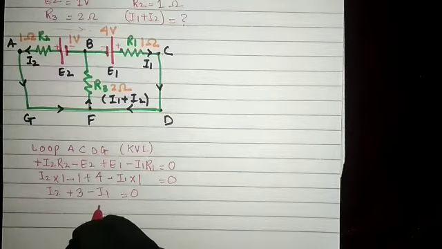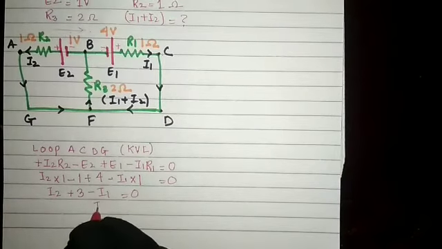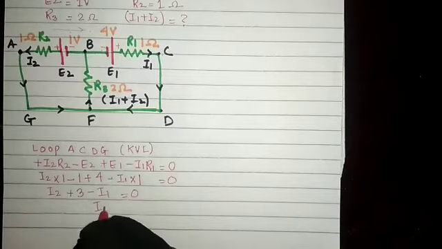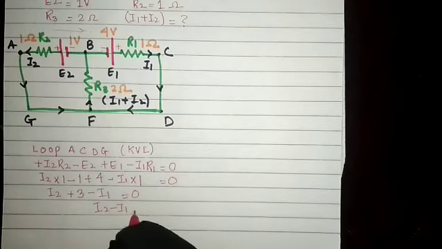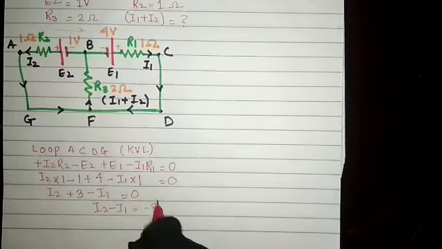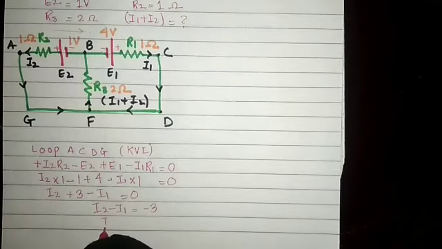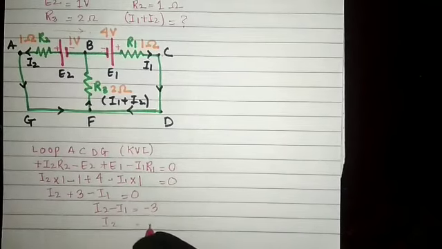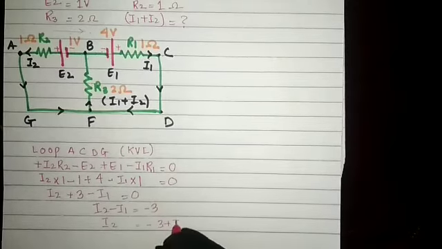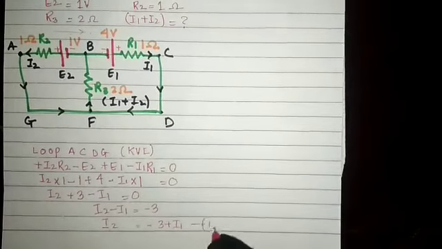So finally we have I2 minus I1 is equal to minus 3. So we can say that I2 is nothing but minus 3 plus I1. So suppose this is your equation number 1.